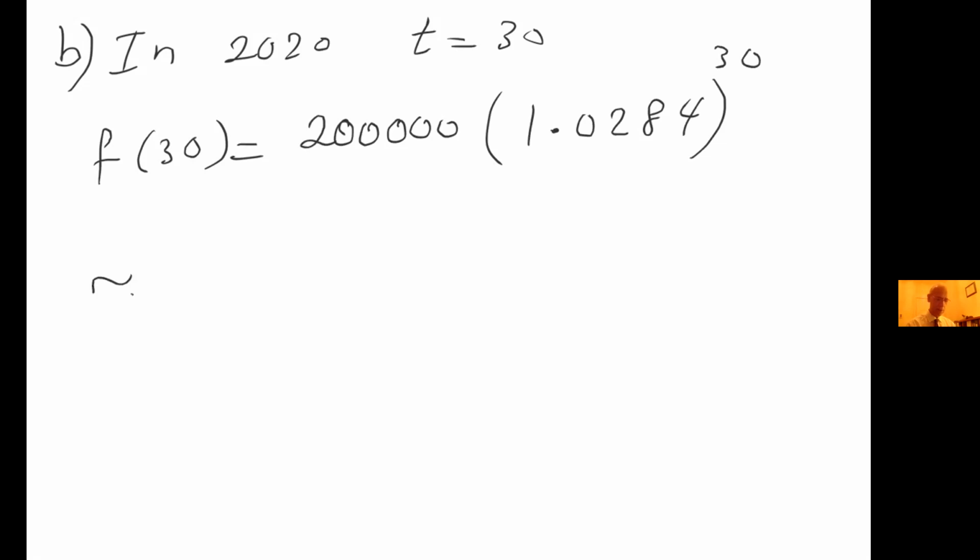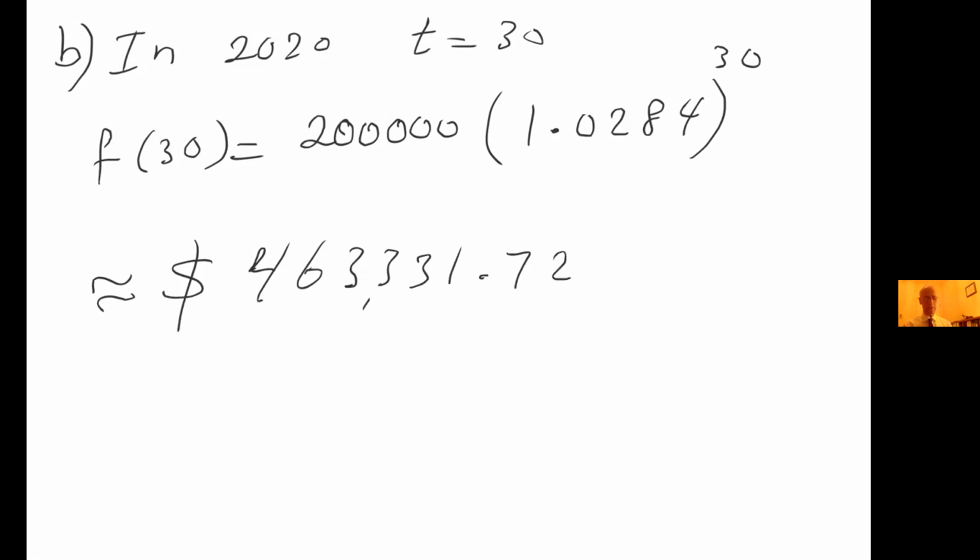Let me plug that in the calculator. Just give me 1 second. So 200,000 parenthesis 1.0284 close parenthesis to the power of 30. So 463,331.72 to the nearest penny. The house will be worth, if this trend continues, $463,331.72.